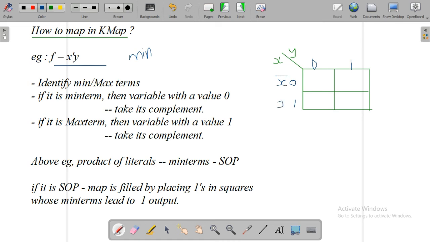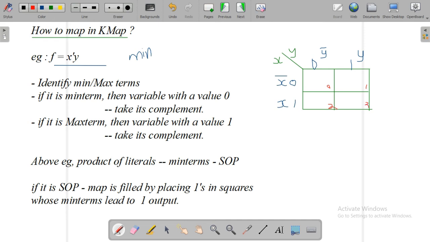0 means x dash. 1 means we don't want to take any risk, we write the same variable x. And here also y is 0; 0 means we write y dash, and 1 means we write y. Then we can write the subscripts. You know that 0, 0 means 0. On the right side we write 0, 1. Next one 2.